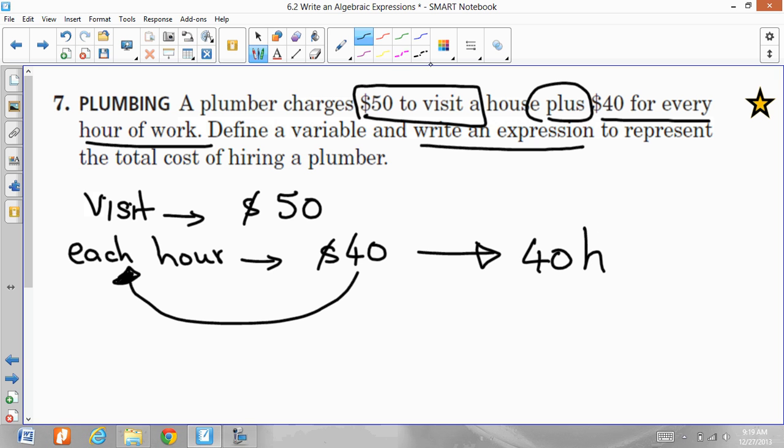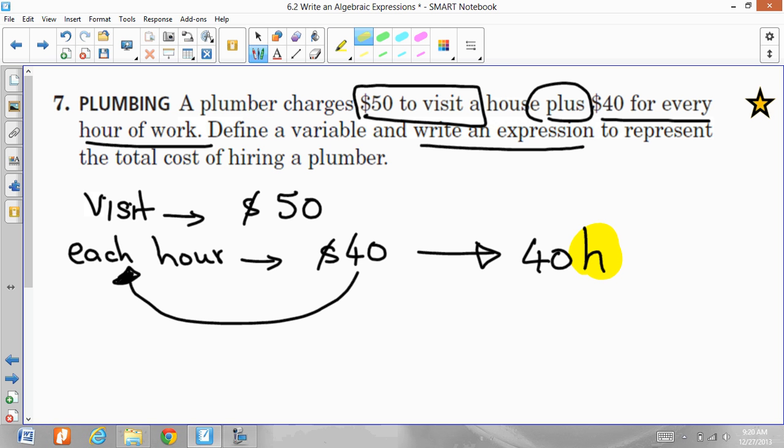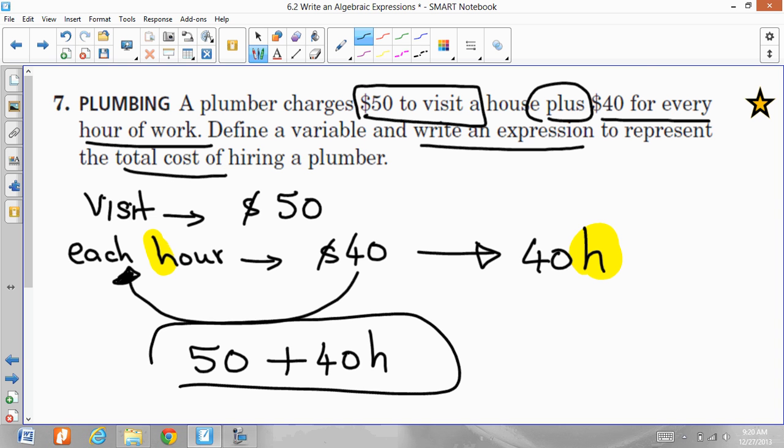The H stands for the hour. Watch the one I'm going to highlight. H stands for the hour. I'm just taking the first letter from the word hour. So he is asking you to find the total cost. Total cost will be the $50 to visit plus 40H. And that will be the answer.